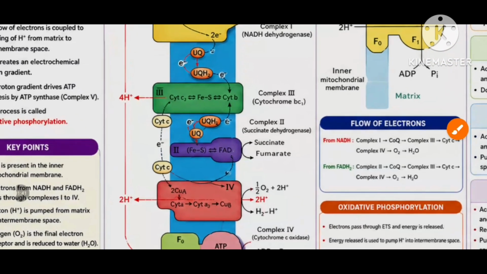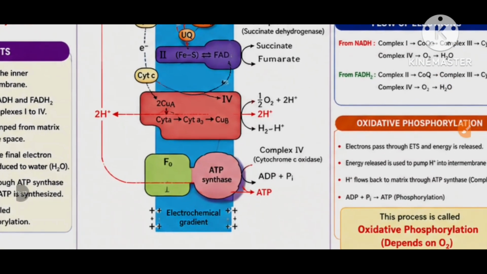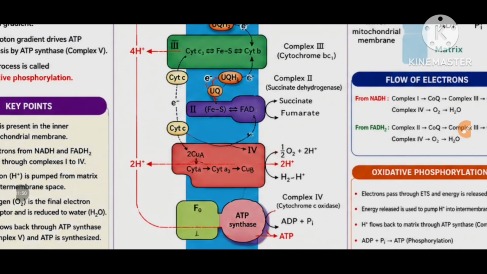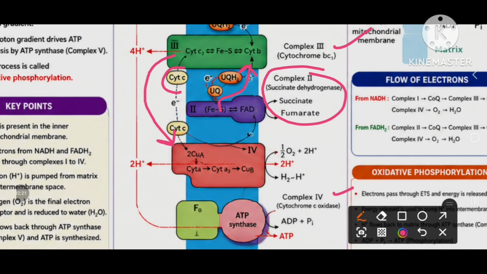After the complex number 2 there is a presence of complex number 4, which is also known as cytochrome C oxidase, and look at the arrangement here. In between complex number 3 and complex number 4 there is a presence of complex number 2, but complex number 2 will carry the electrons through the ubiquinone only to the complex number 3, not to complex number 4. And remember, complex number 3 will send electrons to complex number 4. So listen carefully here, through the help of an electron carrier, cytochrome C.